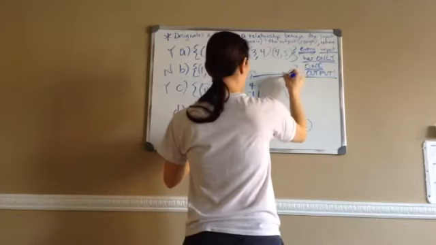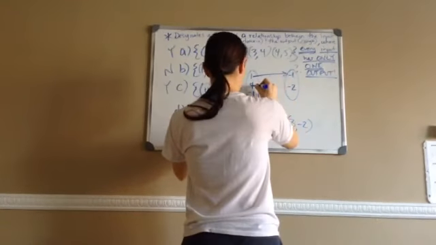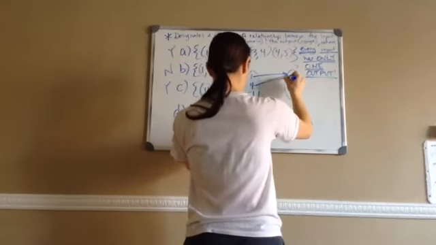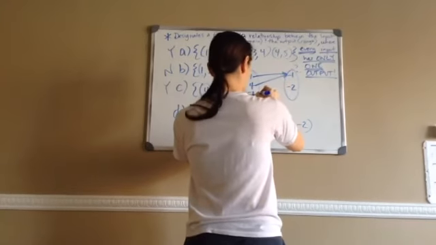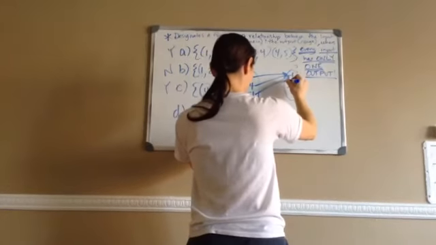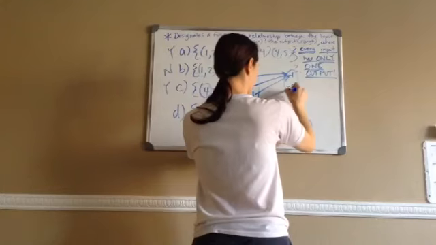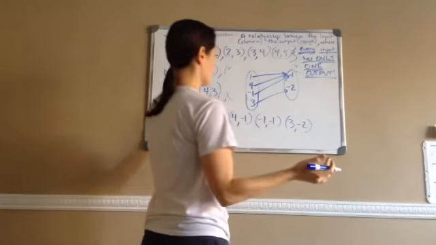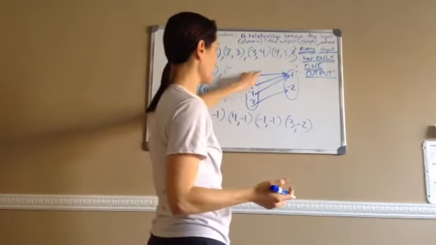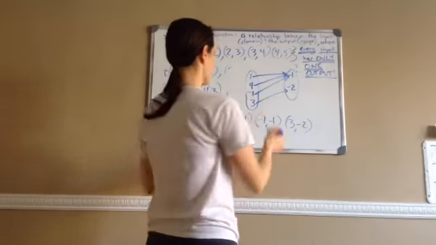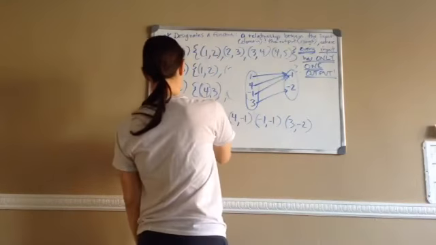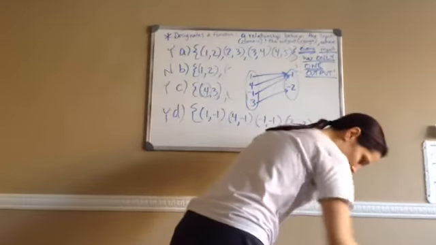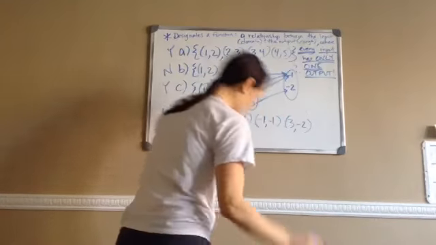1 goes with negative 1. 4 goes with negative 1. Negative 1 goes with negative 1. And 3 goes with negative 2. Okay? Does our input ever have 2 outputs? No. So this one is yes. It works. You got it? Feel like you understand it? Yep. Okay, great.